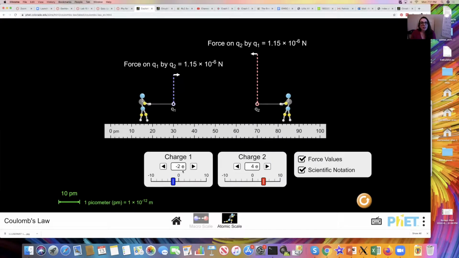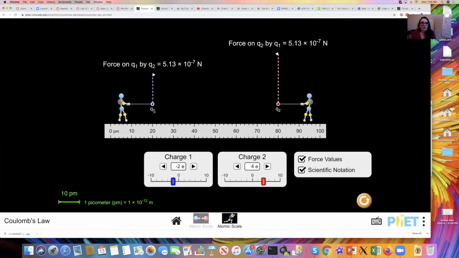So if I have one sphere that has a charge of minus 2e, that means it has 2 extra electrons on it. So it's going to have minus 2 times 1.6 times 10 to the minus 19 coulombs on it. If another particle has a charge of plus 4e, that means it has plus 4 times 1.6 times 10 to the minus 19 coulombs, and those would be protons. So if it's positive, protons, electrons if it's negative here. And then I can move the distances between my objects here. I can also see the forces up here.